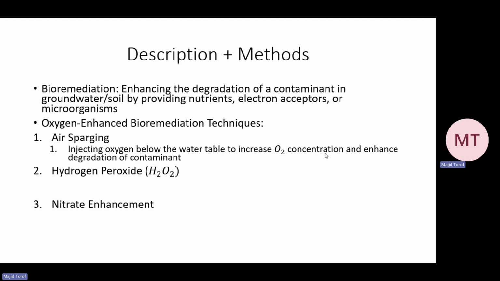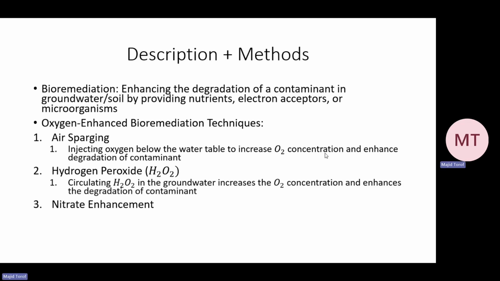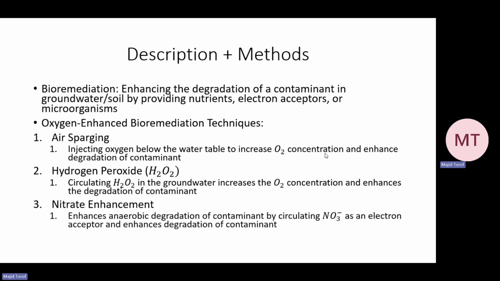Air sparging is the injection of oxygen below the water table to increase oxygen concentration, which in turn degrades the contaminant. Hydrogen peroxide does the same thing as air sparging. It increases the oxygen concentration because it's oxygen rich, and it degrades the contaminant. And finally, nitrate enhancement is the anaerobic degradation of a contaminant through the use of nitrate, which is an electron acceptor, and enhances the degradation of a contaminant.